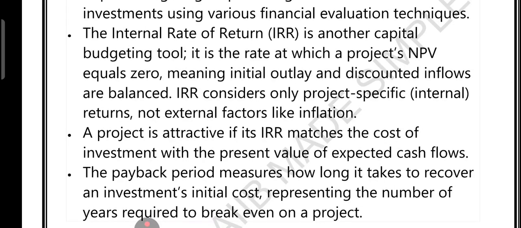So what I am telling you is that IRR is the rate at which NPV becomes zero. In simple words, it is the return that a project generates internally. If IRR is higher than the required return, it is a good investment. But IRR generally ignores things like inflation.